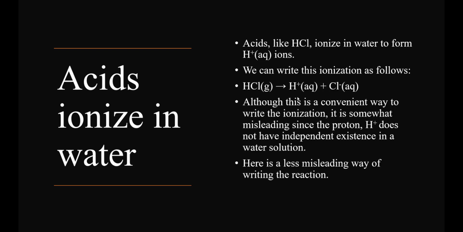So to show it in a less misleading way, here's how we would write it. HCl, a gas, meets up with a water molecule, and the proton gets transferred from the hydrogen chloride molecule to the water to form the hydronium ion and chloride. So this is a better way to write things when you're trying to be clear, but in terms of the bookkeeping, this is actually a little bit more cumbersome. So I'm going to keep showing you both ways of writing it, but the top way is what we're going to really focus on, because it's easier for students, especially at the beginning.